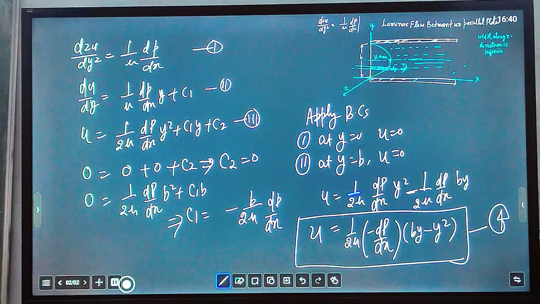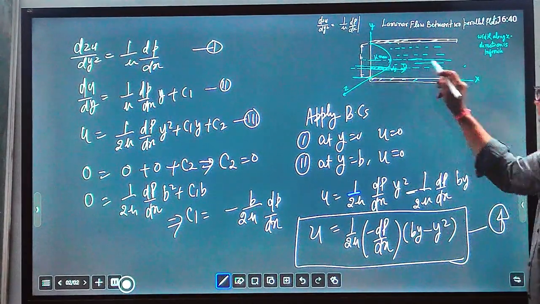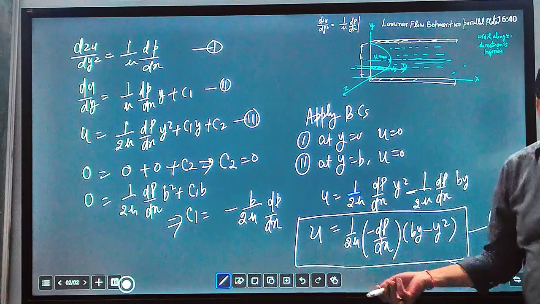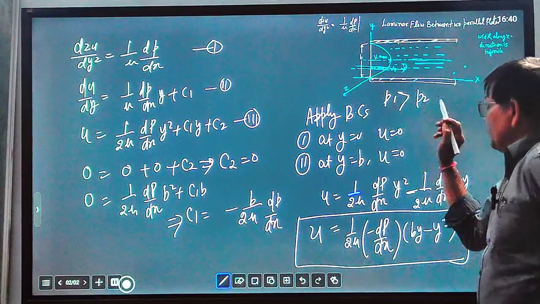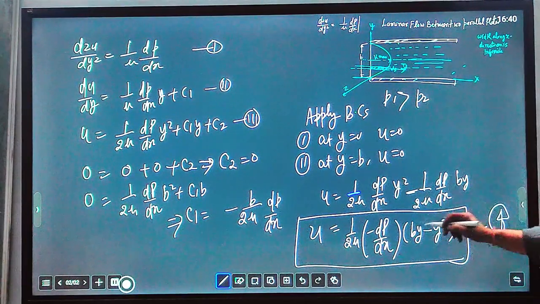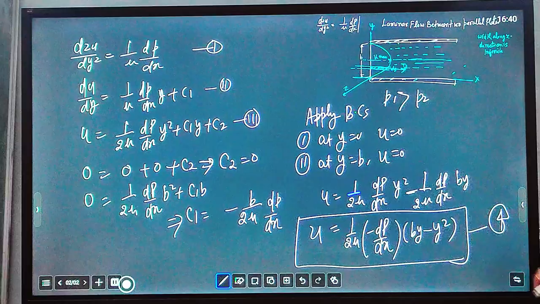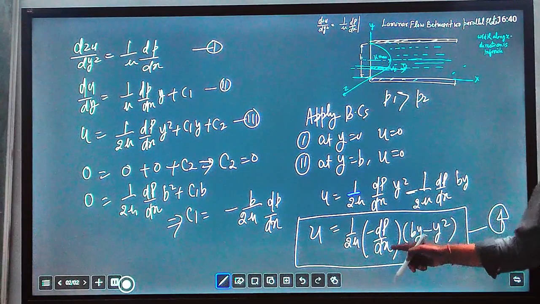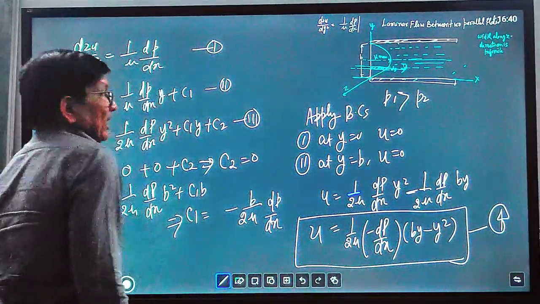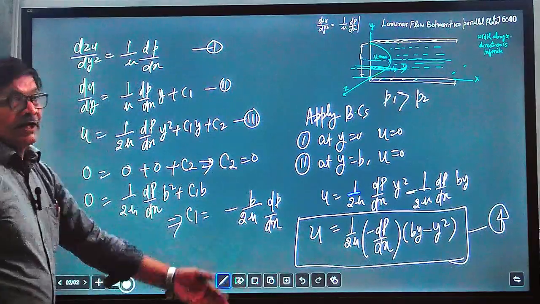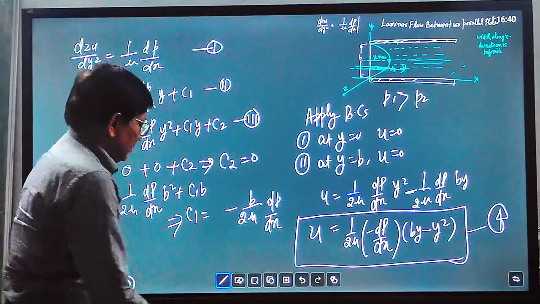Why do we take minus dp by dx in the bracket? That is the reason here. We know that the pressure gradient along the flow direction is always negative, because pressure P1 is always greater than P2, so P2 minus P1 is always negative. When we take dp by dx as negative in the bracket, the value inside the bracket is always positive. That's why we take minus dp by dx common in the bracket. So this is the general equation of velocity distribution, and from here we can find the maximum velocity, the condition of maximum velocity and the condition of maximum shear stress.